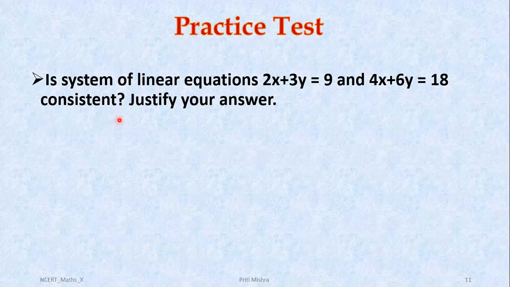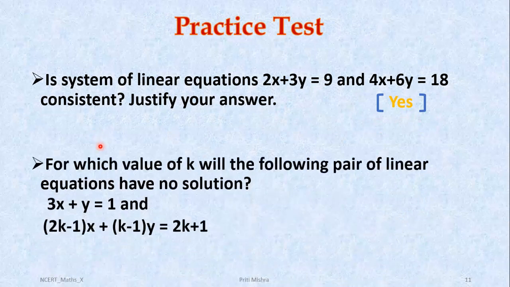For a consistent system, as I had explained to you, the pair of linear equations can have either a unique solution or infinitely many solutions. Two conditions are there for a system to be consistent. So for that you have to check the ratios. Then you will be able to find out whether it is consistent or not. And I'm going to tell you its answer. The answer is yes, this is a consistent system, meaning it will have either a unique solution or an infinite number of solutions. Now let's have another question.